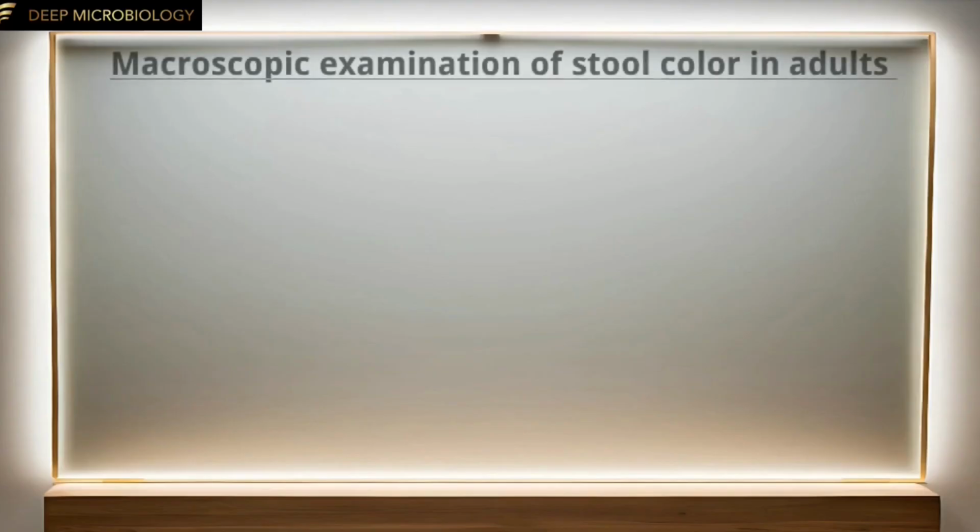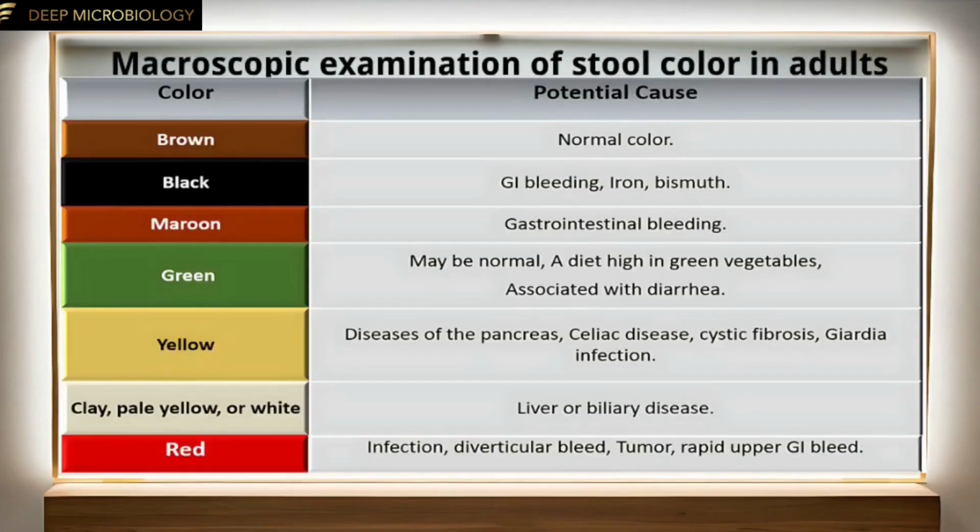In contrast, the macroscopic examination of stool color in adults is generally similar to that in infants, with only a few notable differences. One key distinction lies in the interpretation of yellow-colored stool. In adults, yellow stool is typically considered abnormal, as it may signal underlying conditions such as pancreatic disorders, celiac disease, cystic fibrosis, or Giardia infection.